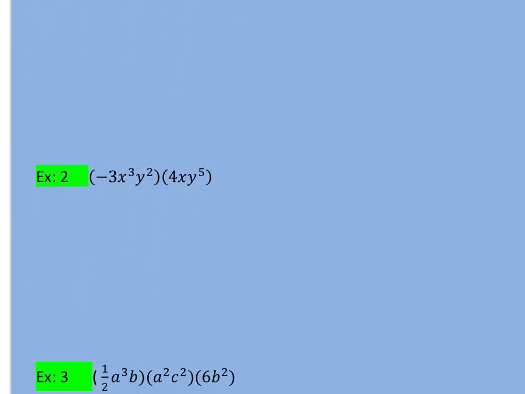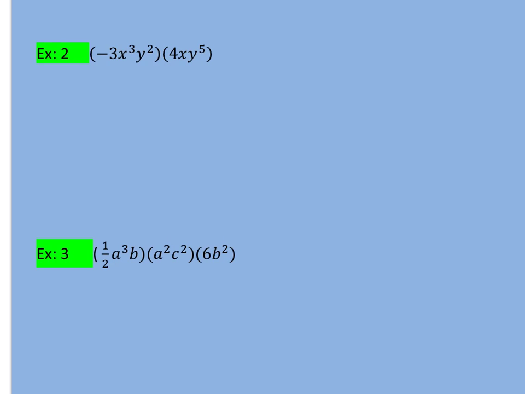Example number 2. So again, we're going to multiply coefficient to coefficient. So negative 3 times 4 is negative 12. And then like bases to like bases, x cubed times x, that's an x to the 1st. So add those exponents, 3 plus 1 makes it x to the 4th. And then y squared times y to the 5th, 2 plus 5 is 7, y to the 7th.